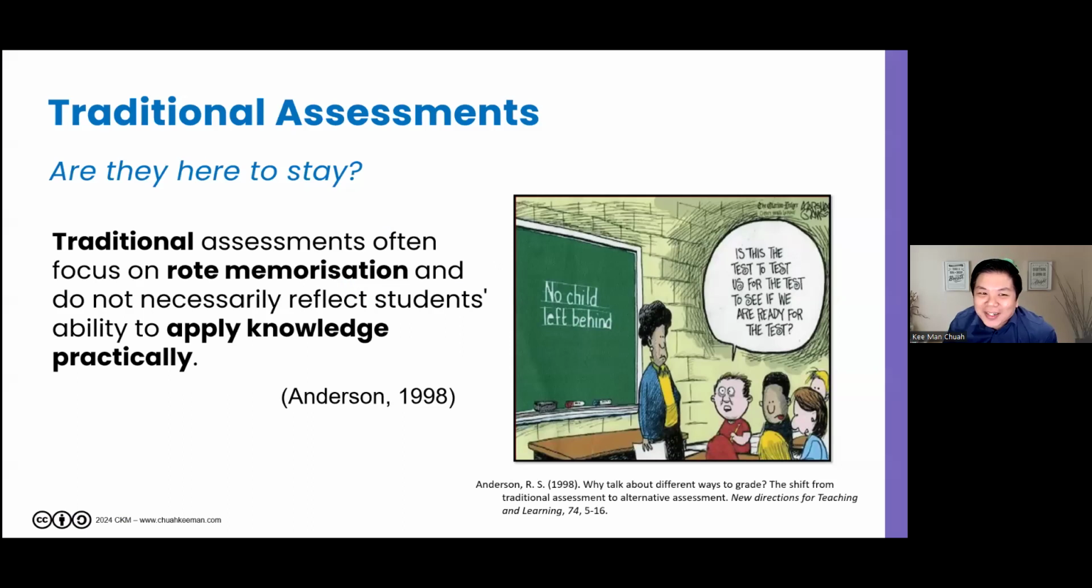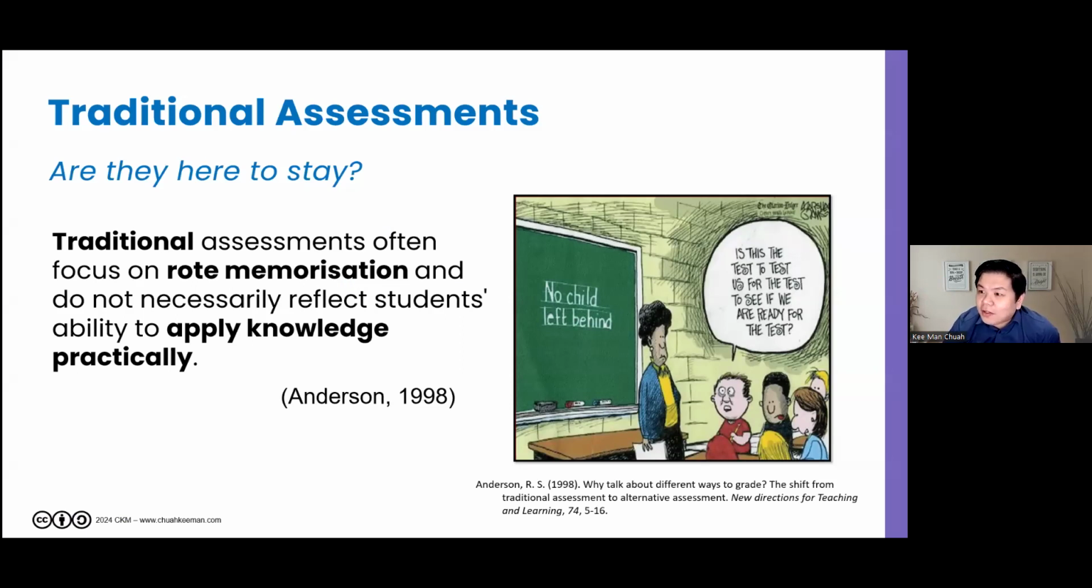Let's start with the first one, traditional assessment. Thank you so much for participating, to all of you just now. A quick one. I'm sure some may not be able to participate, but it's something for you to follow when you see the recording later. Okay, let's start with this one.